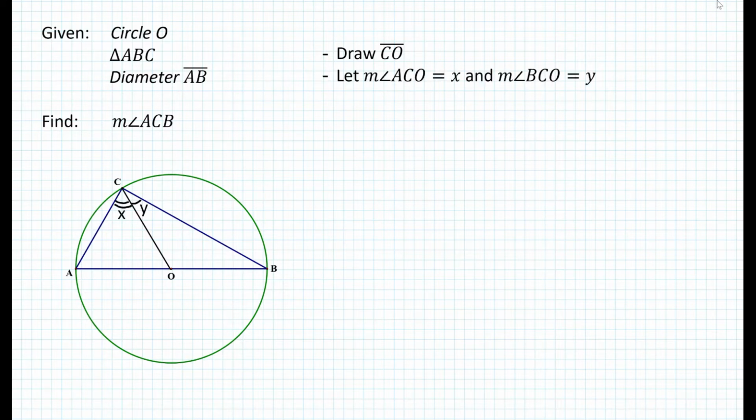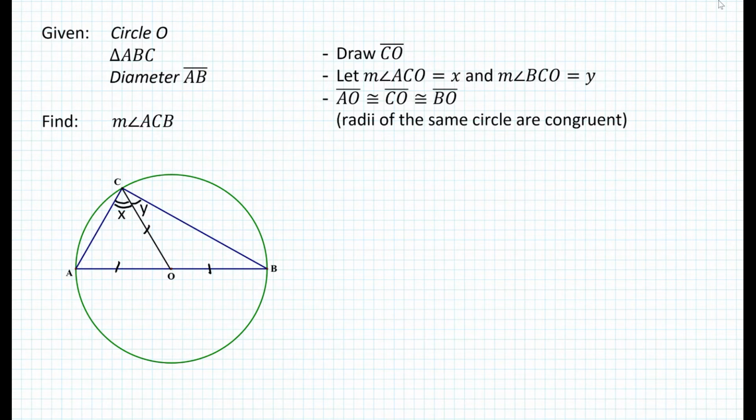What else can we state here? Well, we know that segment AO is congruent to segment CO and congruent to segment BO. We know that because those are the radii of the same circle, and radii of the same circle must be congruent. Notice that now we have isosceles triangles here. So triangle ACO and triangle BCO are isosceles, as shown in the figure, the one colored in yellow and the one colored in green.